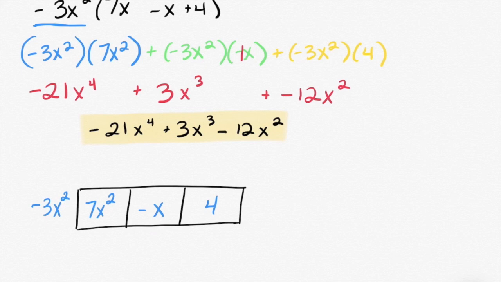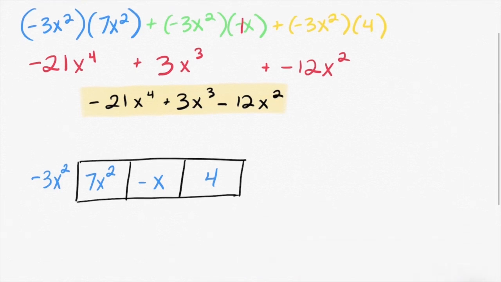This is the exact same thing as the distributive property, just might be a little easier for you to keep them organized. Make sure that you get everything multiplied by everything else. So the first thing that I would do is multiply negative 3x squared times 7x squared, which we already figured out was negative 21x to the 4th.